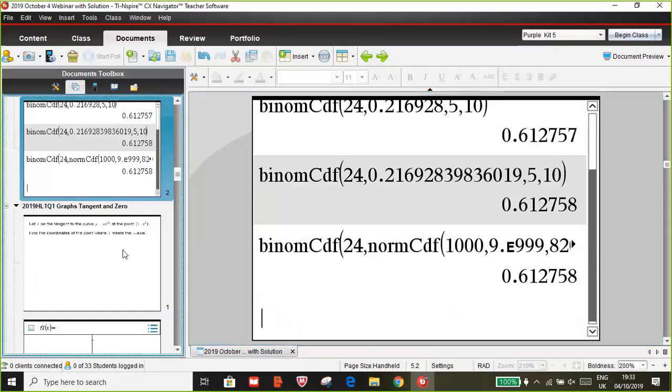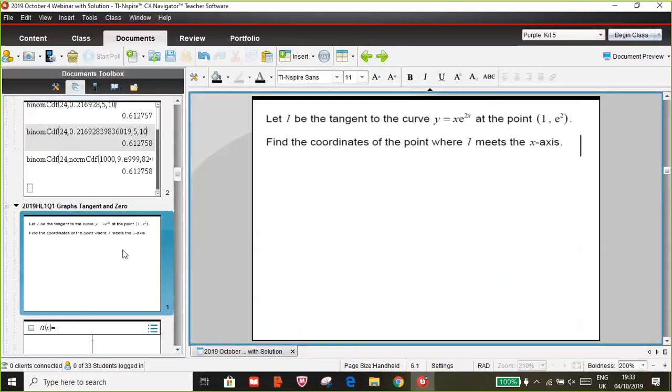I like this question. I hope you can see this. Let L be the tangent to the curve y equals x multiplied by e to the power 2x at the point (1, e squared). Find the coordinates of the point where L meets the x-axis. I believe this is the first question of time zone 1. It's basically using graphs, getting the graph to draw a tangent for us.